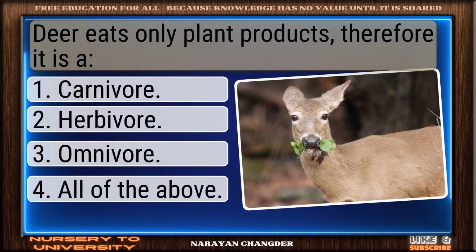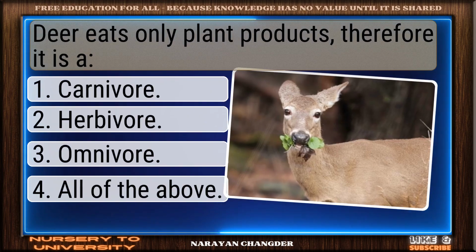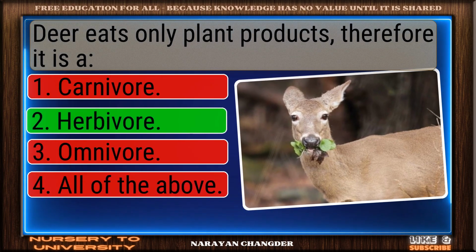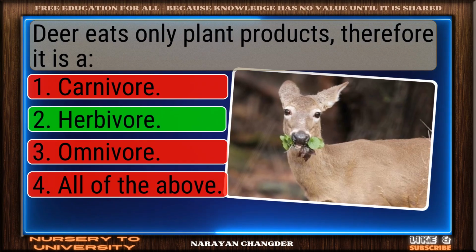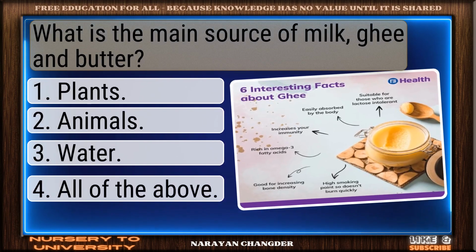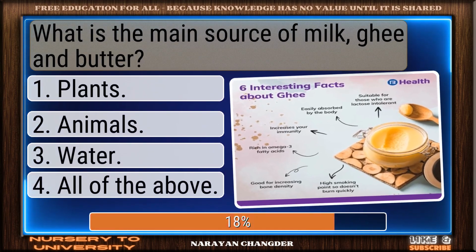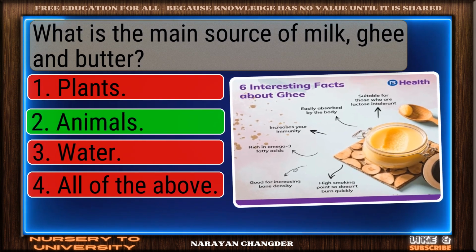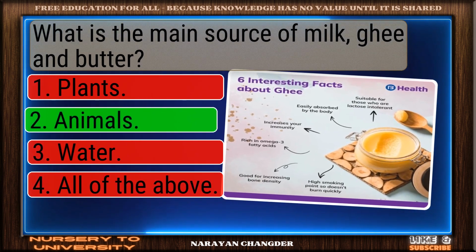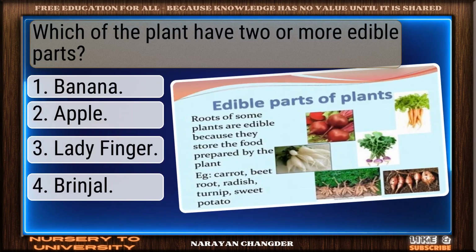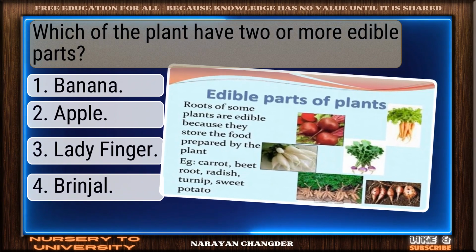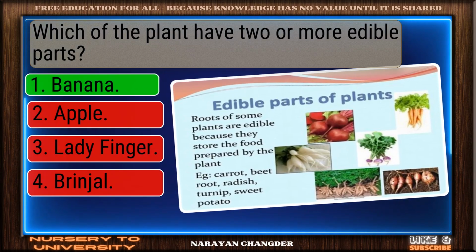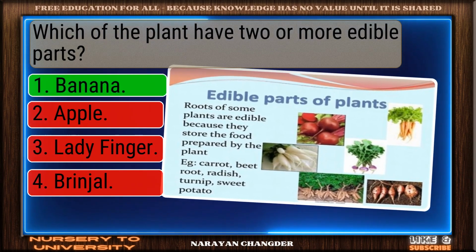Deer eats only plant products, therefore it is a... Good thinking. Herbivore is the right answer. What is the main source of milk, ghee, and butter? Excellent. Animals is a brilliant choice. Which of the plants have 2 or more edible parts? Excellent choice. Banana is the right answer.